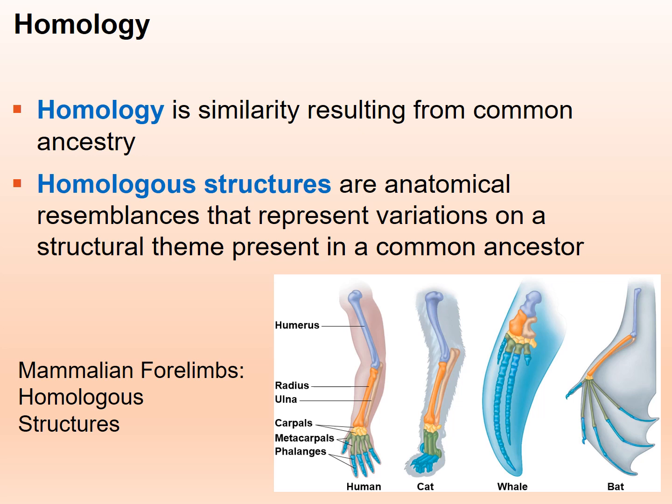Homology is similarity between structures resulting from common ancestry or common descent. So these are structures that are very similar in organisms that all belong to the same lineage. So one arose from another, and another. An example would be these mammals, right? So mammals are a true monophyletic group. This means they're all related in some way, and they have structures that are related to each other as well. These are called homologous structures.